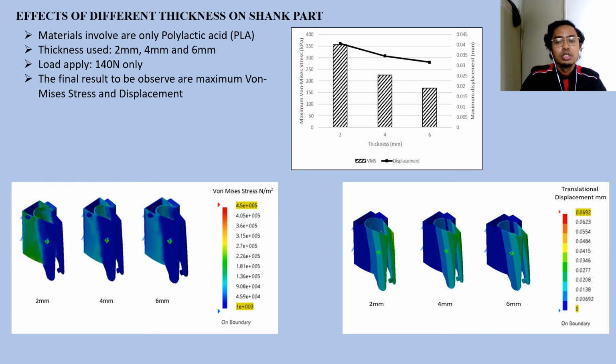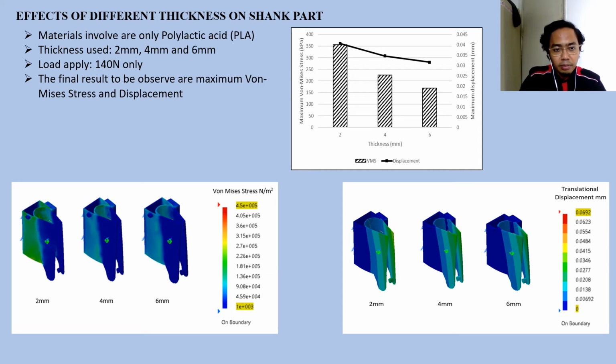Now, the graph shows that the displacement and the maximum bending stress decrease when the thickness increases. This is logical because when the thickness increases, it can support more load. When the load is maintained but the thickness is increased, the bending stress decreases, and so does the displacement.